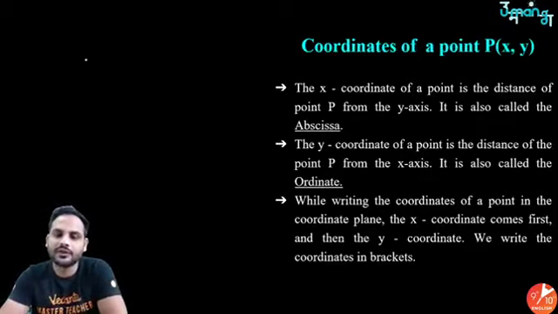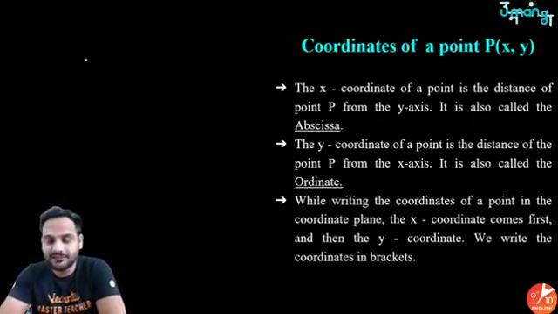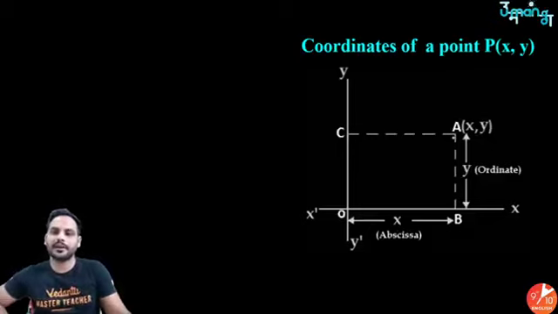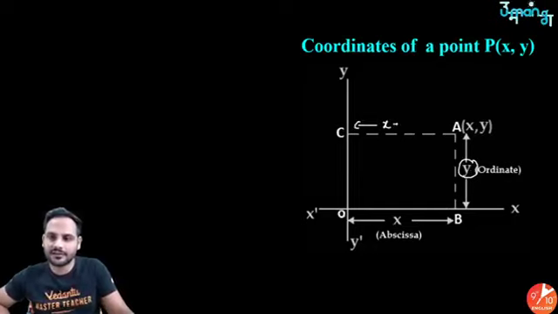So the x coordinate is also known as abscissa, and the x coordinate by definition is the distance of a point from the y axis, and the y coordinate by definition is the distance of a point from the x axis. For example, here this point A, its distance from the x axis will be the y coordinate, and its distance from the y axis will be the x coordinate.